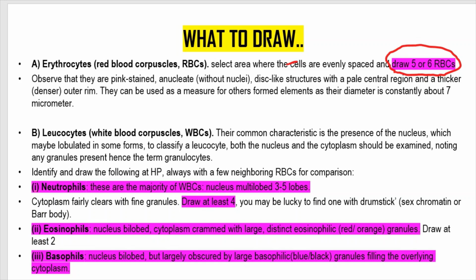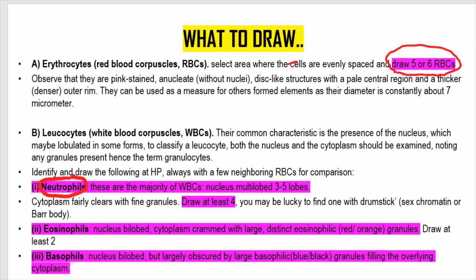The second thing we are looking at are leukocytes. Now the leukocytes that we are looking at are about 5 types. So we draw and identify at high power only. You draw the neutrophils. The neutrophils are the majority of the white blood cells, and they are about 70%. So everyone should know that neutrophils are about 70% of the white blood cells.